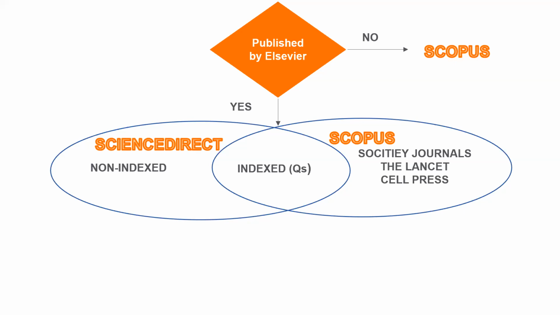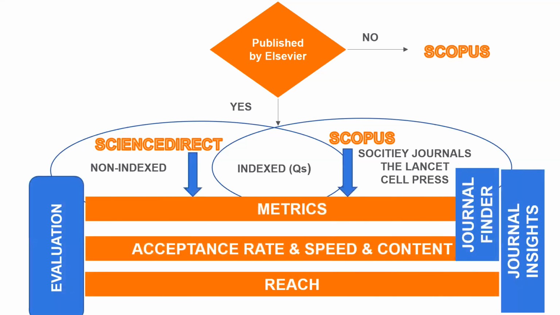And once I get all these lists, I can make an evaluation. This evaluation will be based on the metrics, the acceptance rate and speed, and the content. We can get this information from Journal Finder besides Scopus and Science Direct. And we can get information about the reach of these journals, and all of this information can be obtained using Journal Insights.